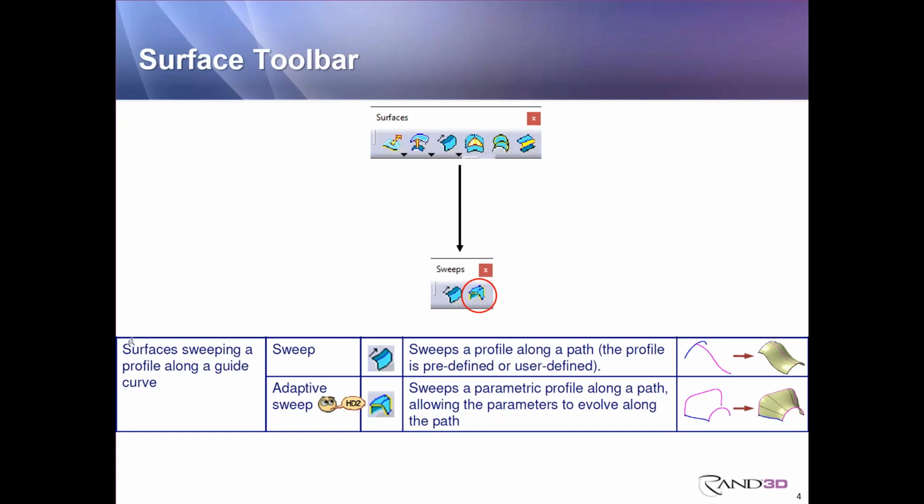And then with the adaptive sweep, you get to sweep your profile along your guide curve, and the tool itself allows parameters to be evolved along the progression of the sweep. Do notice that you do need a particular license for that tool to show up. So if you don't see it, you might have to access the HD2 license.